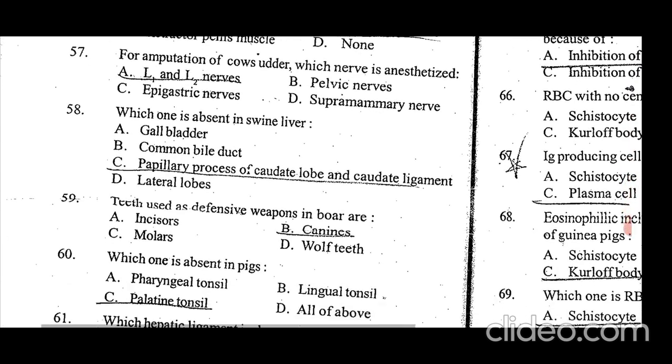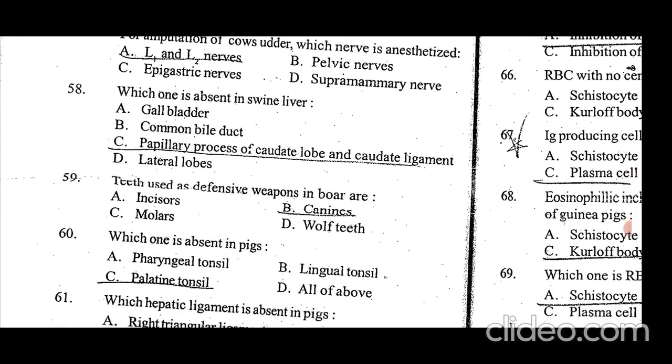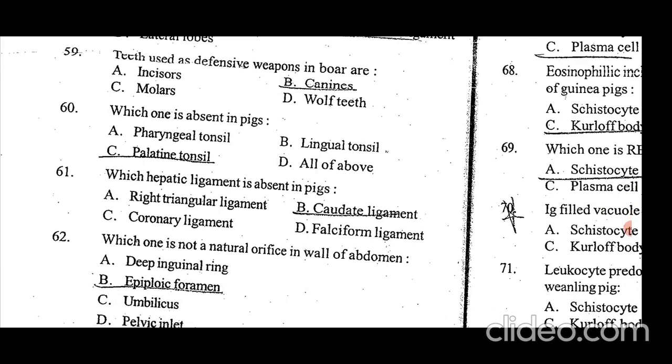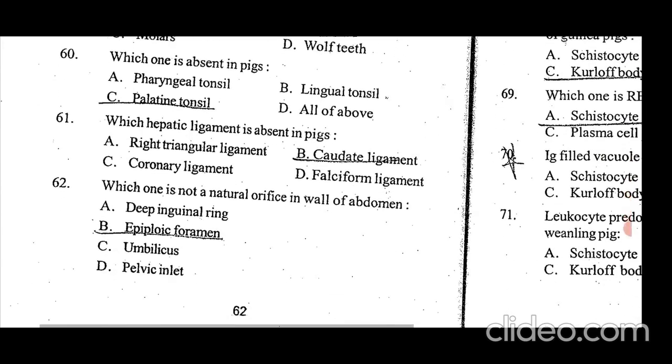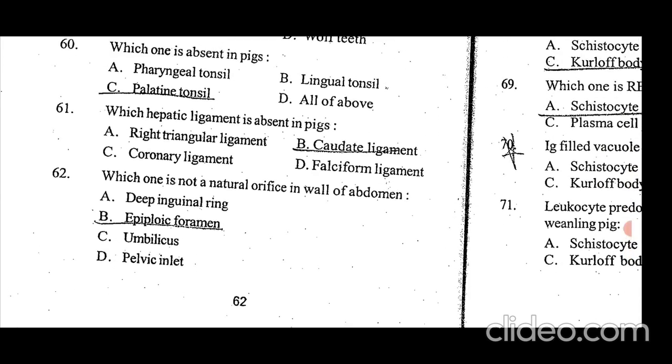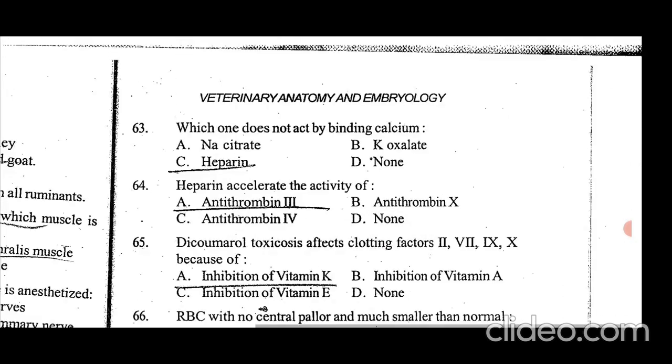And which one is absent in liver? Papillary process of caudate lobe and caudate ligament are absent in swine liver, and canines are teeth of defense in boars. And which one? Palatine tonsil is absent in pigs. Caudate ligament is also absent in pigs, and epiploic foramen is not a natural orifice in wall of abdomen.